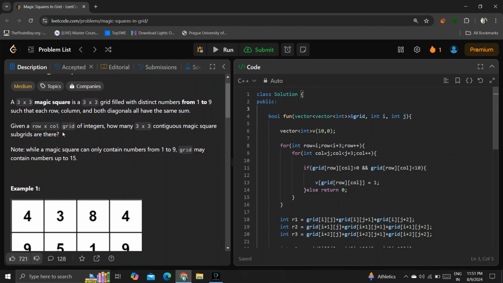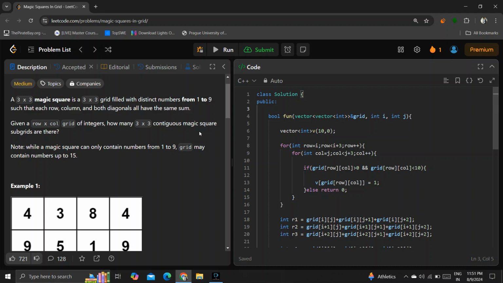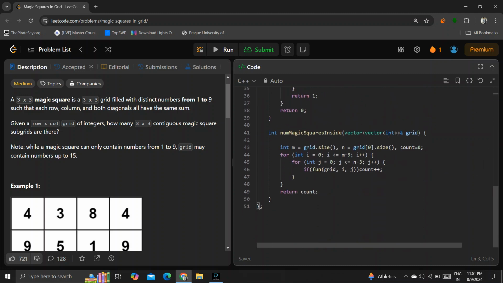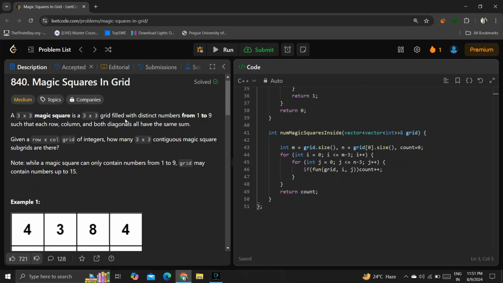So basically we are given an array, right? We are given rows and columns, a grid of integers. You can see here it's a vector, right? And you have to count how many 3 cross 3 contiguous magic square subgrids are there, right?